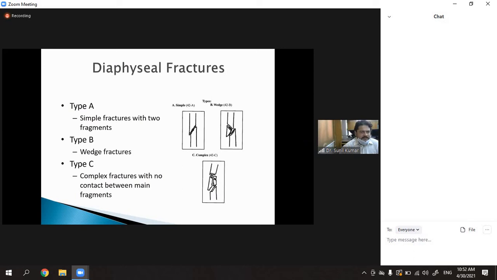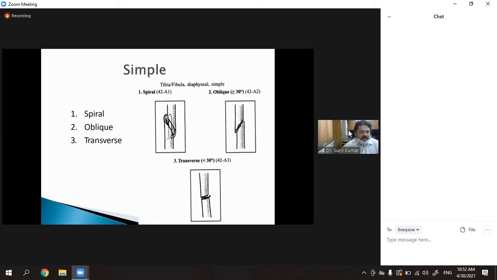Either it's a simple fracture with 2 fragments, it's A. If it is a wedge fracture, it will be B. And if it is a complex fracture with no contact between main fragments, then it is type C. So after that, the second number, the second part of this classification, we have 8 in the simple fracture. If it is a type A fracture, either it is a spiral, oblique, or transverse. Then there again the number for the subgroup of the fracture.